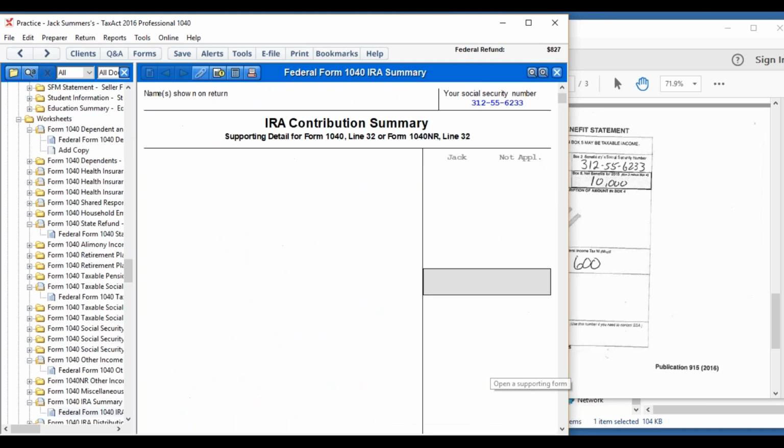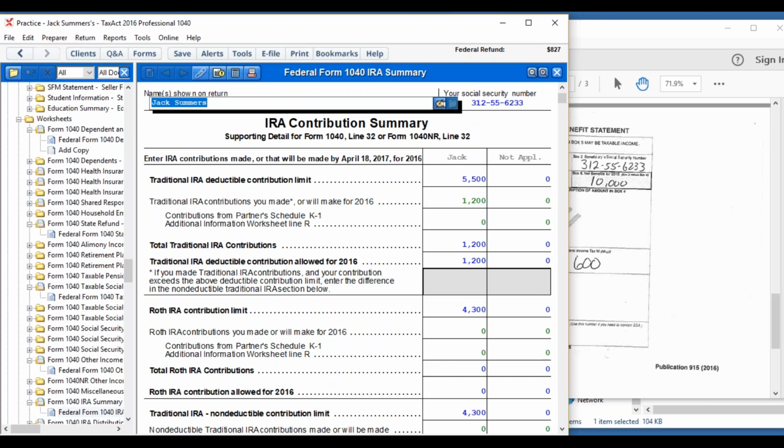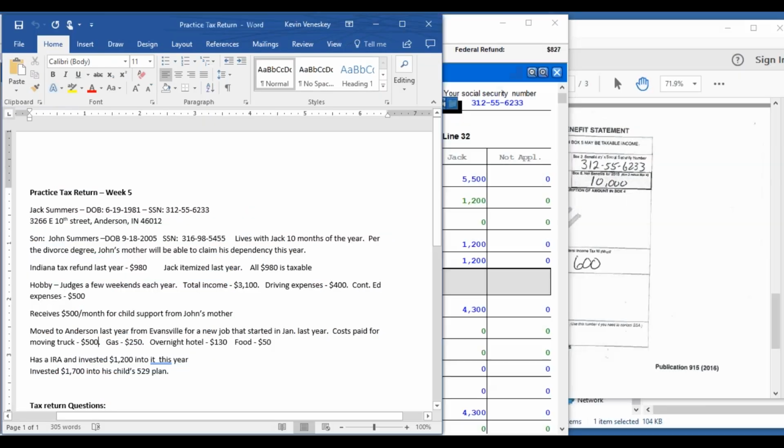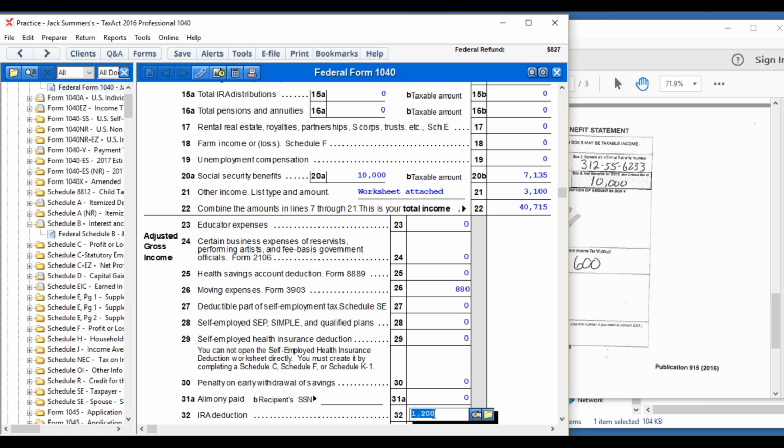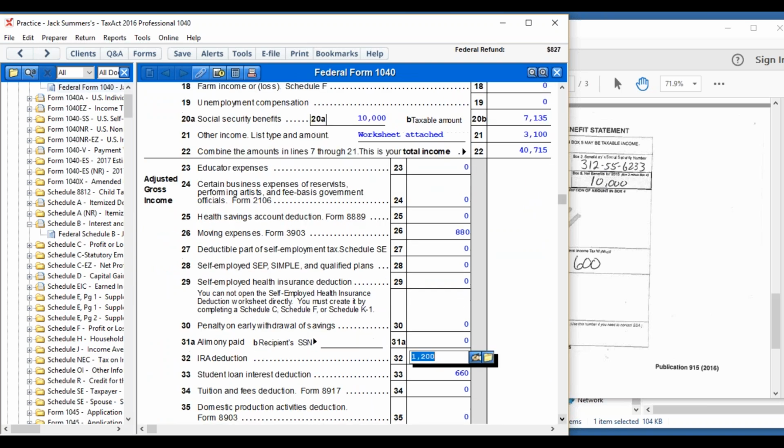The next item I came to was the IRA. This one, remember, we did not do anything with. This was child support. We just took care of the moving. Now I'm at the IRA. We had $1,200 that we put into it. Okay, so total IRA contributions you made, I can simply fill in the $1,200 right here, noting that the max that they'll possibly allow is $5,500. We're fine. We can do that. So as long as I put the $1,200 in there, that's really all you got to do. It's going to show up here that you did have an IRA deduction of $1,200.